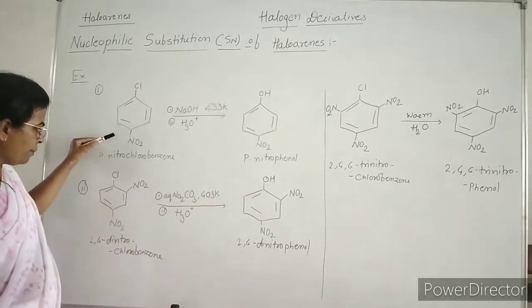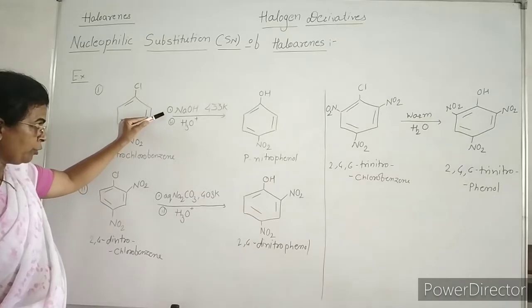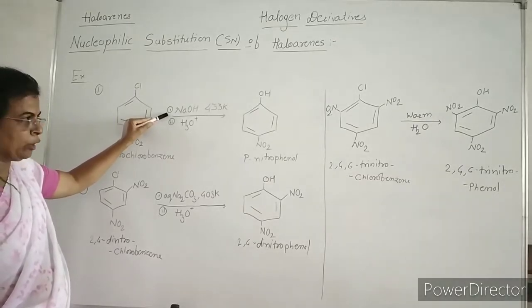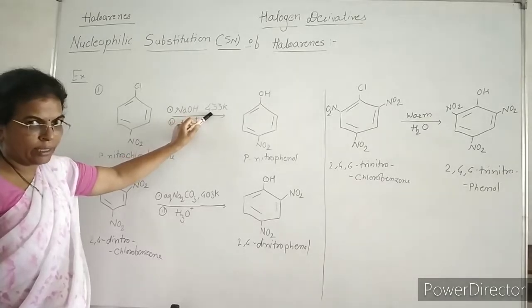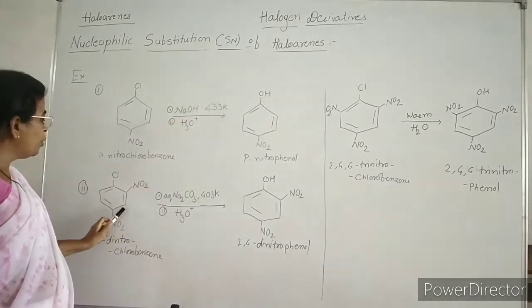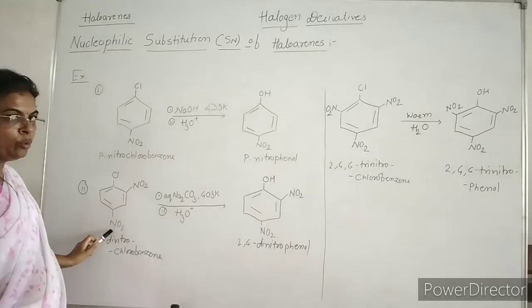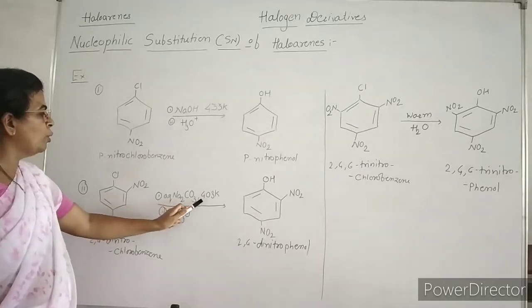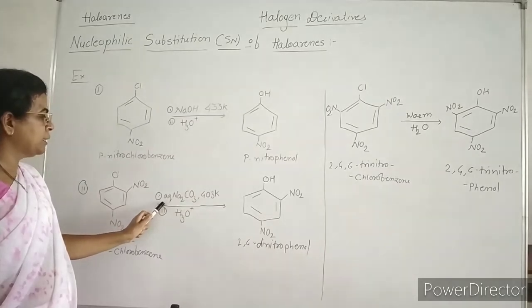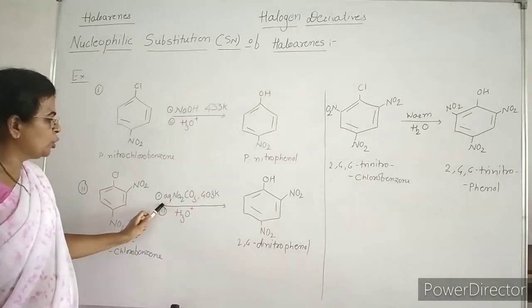Now look here, we compare these two. We have to use a strong base here, that is NaOH. Then the temperature is also higher, that is 433 Kelvin. But when there are 2 electron withdrawing groups, or 2 nitro groups, then the temperature condition is also lower. A weak base, that is sodium carbonate, is used.